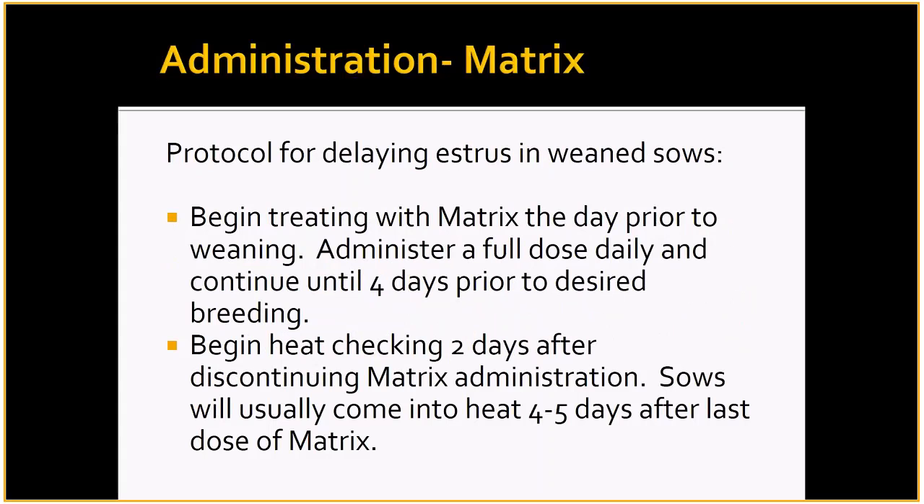The protocol for delaying estrus in a weaned sow. So you begin the Matrix a day prior to weaning, and you administer the full dose daily and continue until 4 days prior to your desired breeding. I recommend starting heat checking even 2 days after you stop the Matrix. Weaned sows seem to almost want to come into heat a little bit quicker. This is my personal experience after you stop the Matrix. So they usually come into heat about 4 to 5 days after that last dose.